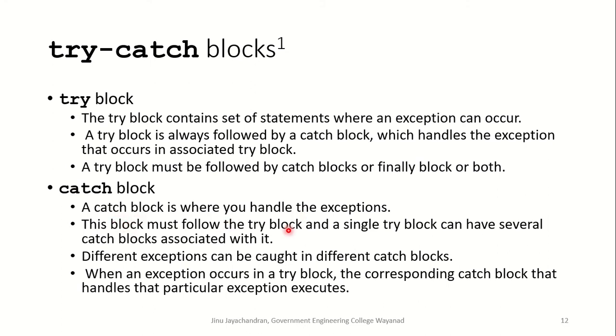And this block must follow a try block, and a single try block can have several catch blocks associated with it. We will see that in an example. Different exceptions can be caught in different catch blocks. For example, in a try block you might have an arithmetic exception and an array index out of bounds exception. Those are two different types of exceptions. They should be caught using two different catch blocks, and when an exception occurs in a try block, the corresponding catch block that handles that particular exception executes.